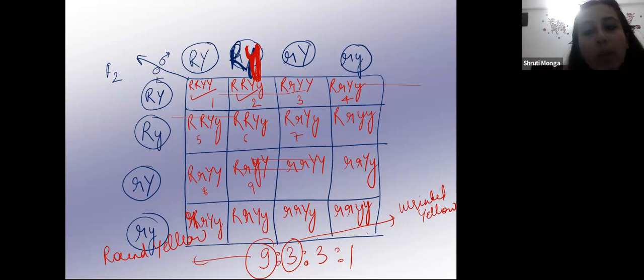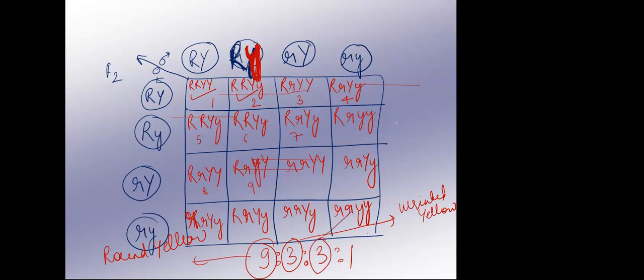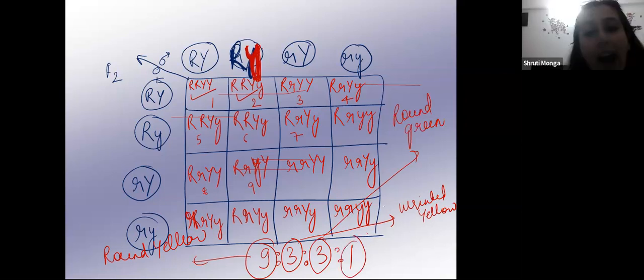And what about the next 3? Round green in color. And the last one is small r, small r, small y, small y. It is for wrinkled green. Okay.